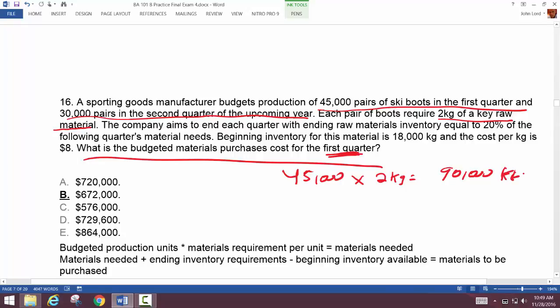Okay, good. Then what? We want to end the quarter with 20% of the following quarter's materials. So we're going to want to end with what? Where are you getting 12,000 from? Why am I seeing, I'm sorry, where is the number 12,000 coming from? Did I hear somebody say 12,000? Okay.